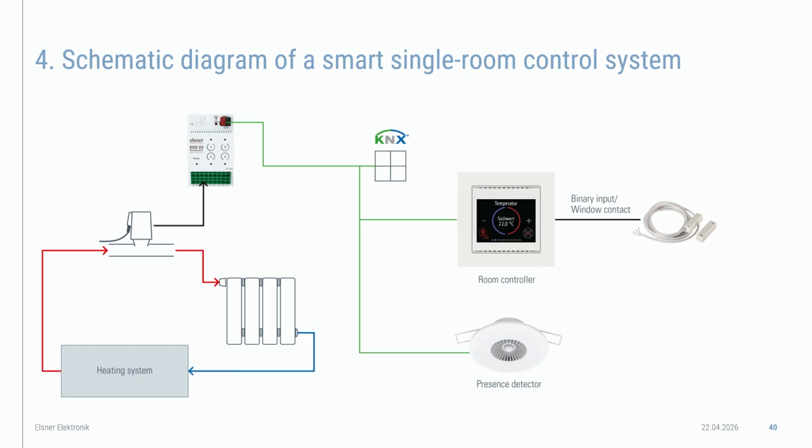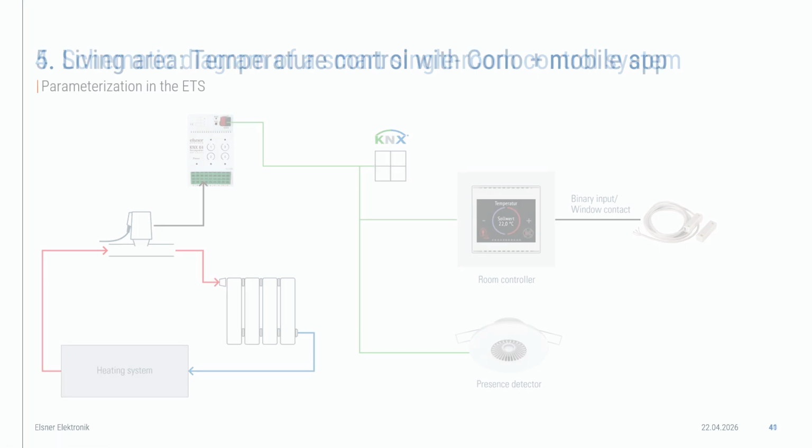Additionally, we have a presence detector, and this presence detector is connected to the HVAC 2 priority input. This ensures that when presence is detected, the system switches to comfort temperature, and when no presence is detected, it switches back to standby mode. This is an efficient way to apply this desired function. And we will definitely have a look in the ETS at how we can actually apply this.